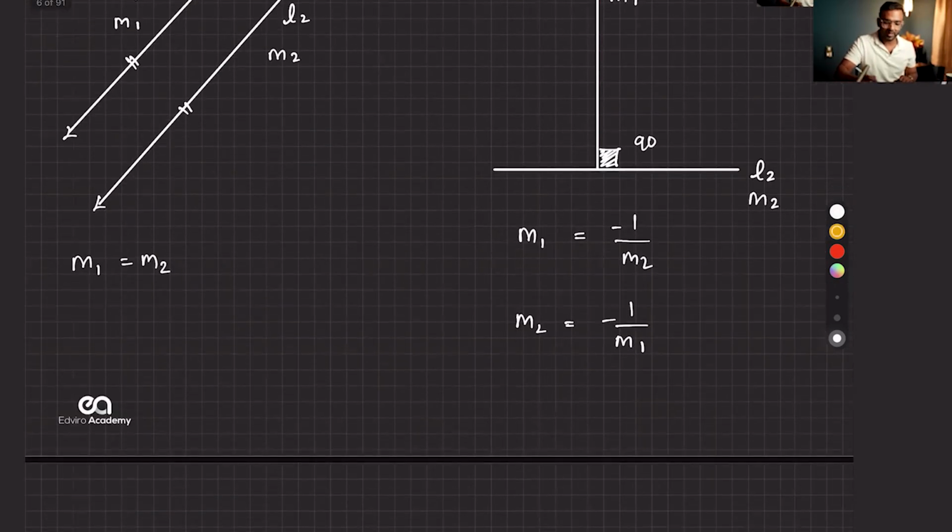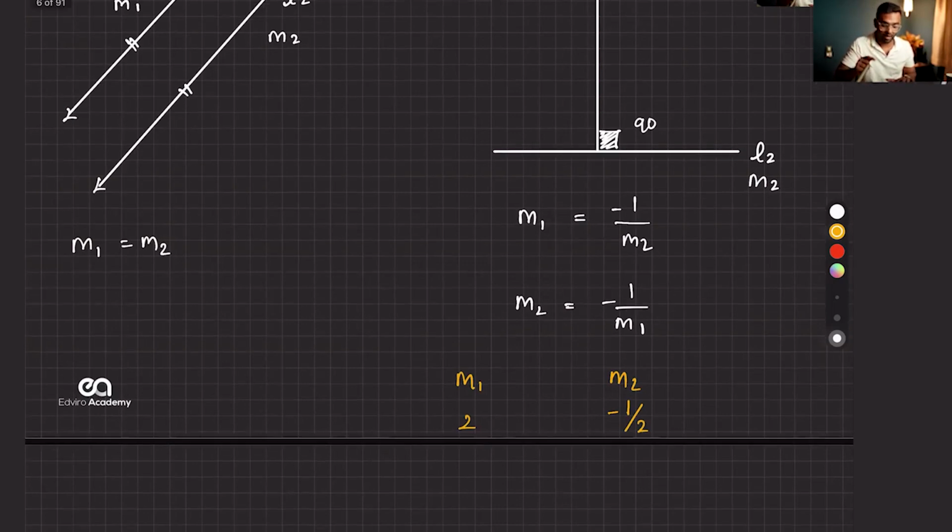I want to give you some examples. What do we mean by negative reciprocal? So I'm going to make a list of m1 and m2, guys. If m1 is 2, what would m2 be? That would be a minus a half. Would you all agree with that? Minus half. Don't write just a half. It's a minus half, okay?